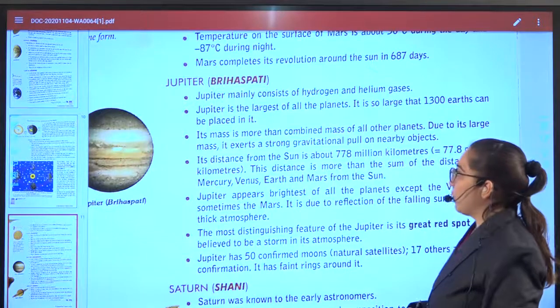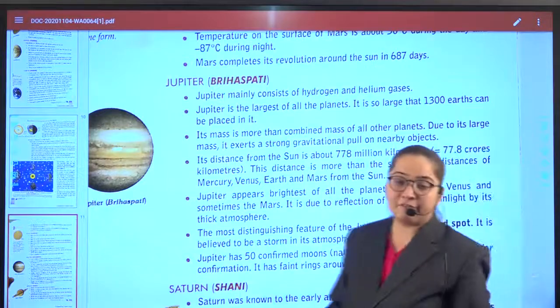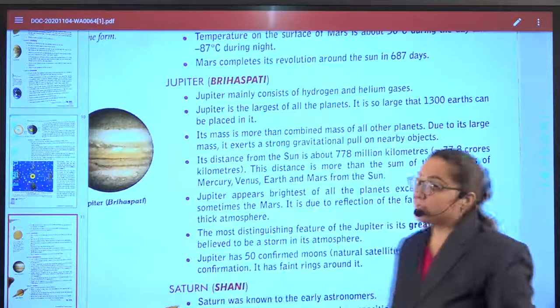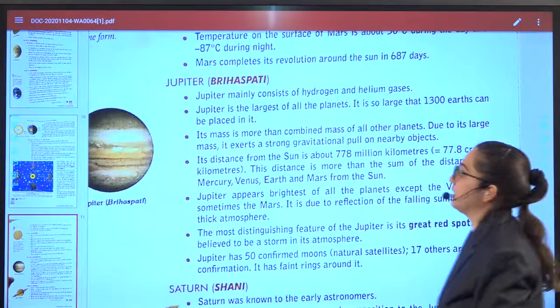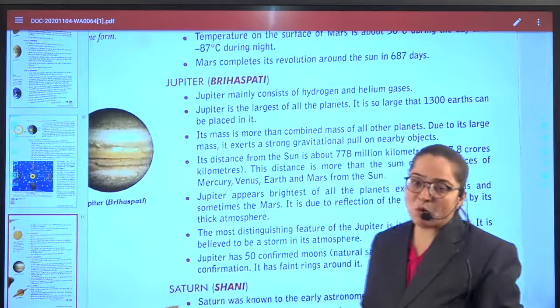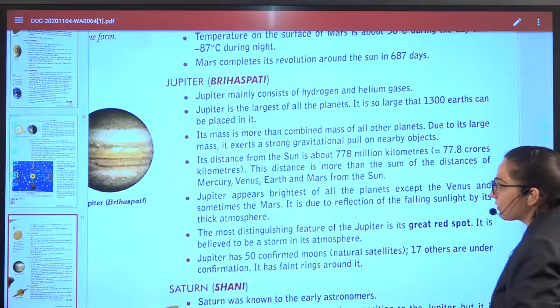So its mass is more as compared to the mass of the other planets, and because of it, it has a very strong gravitational force. As for the Sun, it is 778 million kilometers away from the Sun, and the distance is more than the distance of Mercury, Venus, Earth and Mars from the Sun.